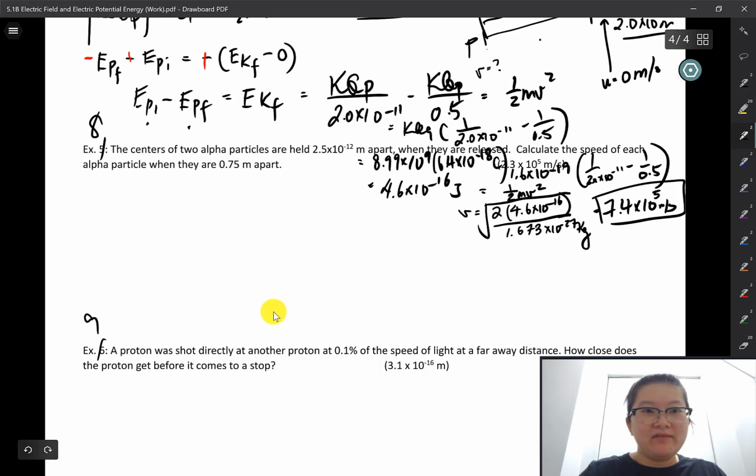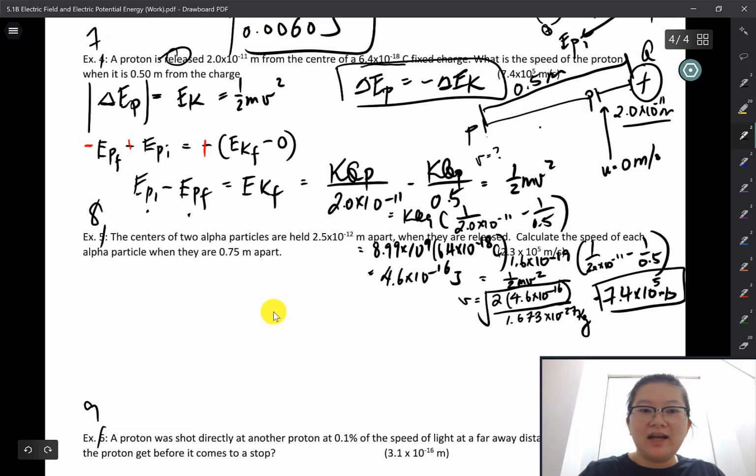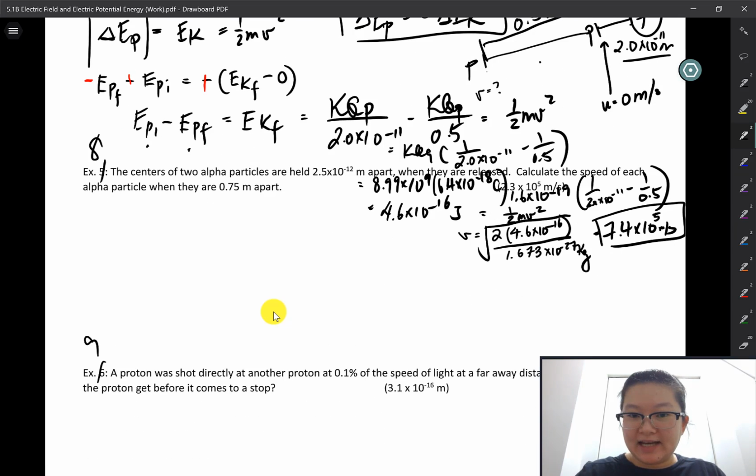Let's do it. Okay, 5.1b, this is electric potential energy. So, let's use green just to differentiate the colors.